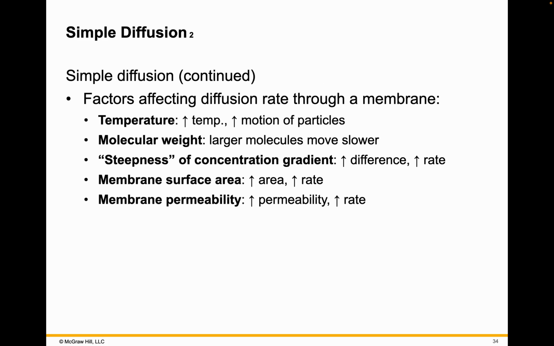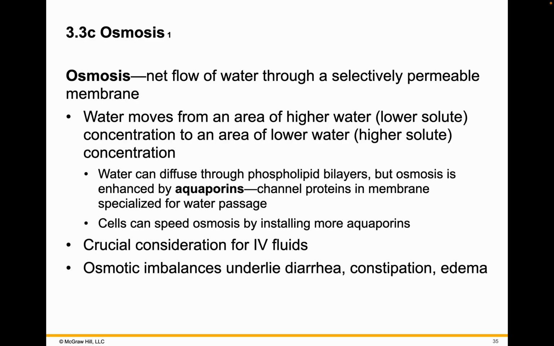Things that will affect simple diffusion include temperature. As you increase the temperature, you increase the motion of particles, you speed up the rate of diffusion. Larger molecules diffuse more slowly. The steepness of the concentration gradient will make a difference. The amount of surface area of the membrane will make a difference, as will the permeability of the membrane to the substance.